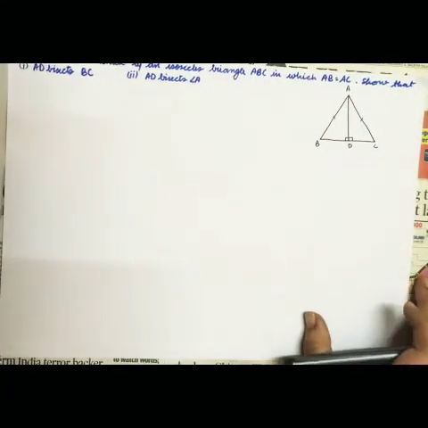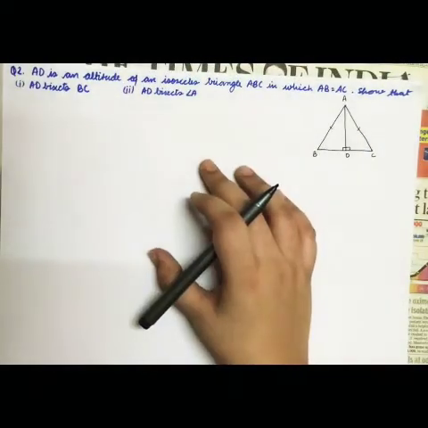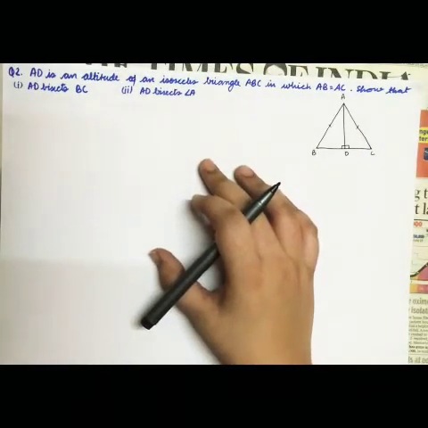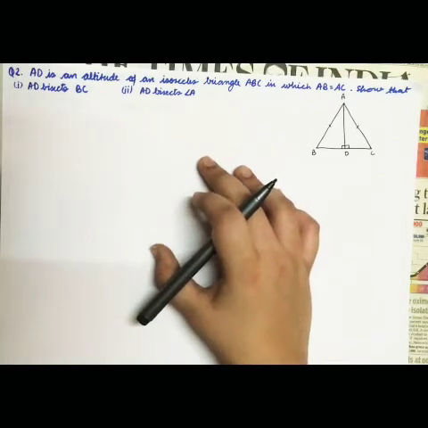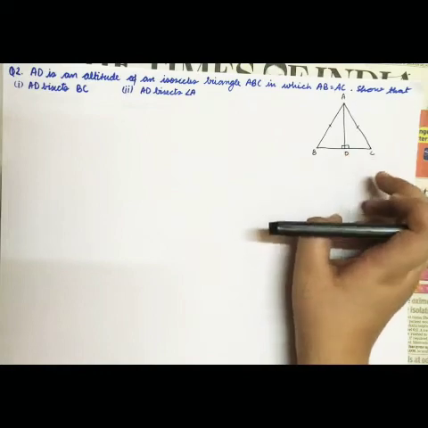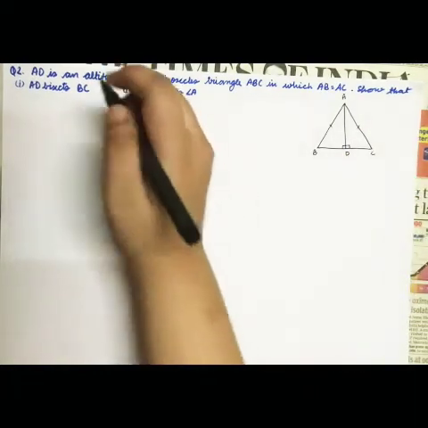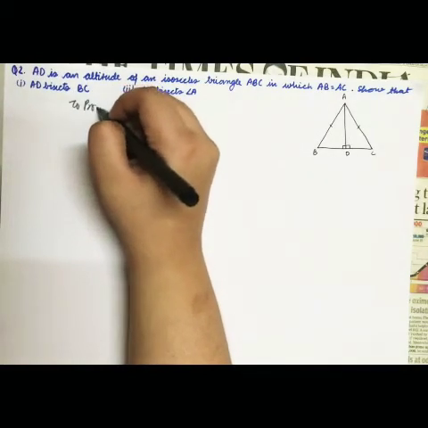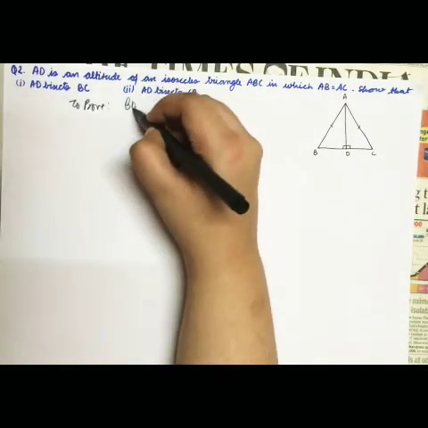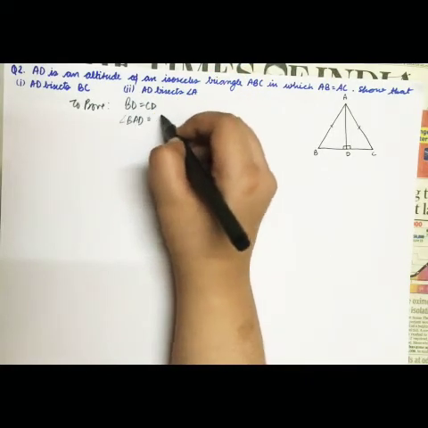Now question number 2. It says that AD is an altitude of an isosceles triangle ABC, in which AB is equal to AC. We have to show that AD bisects BC and AD bisects angle A, which means we have to prove that BD is equal to CD and angle BAD is equal to angle CAD.